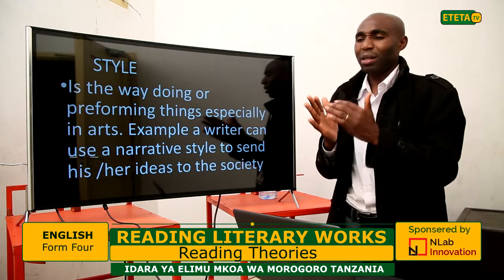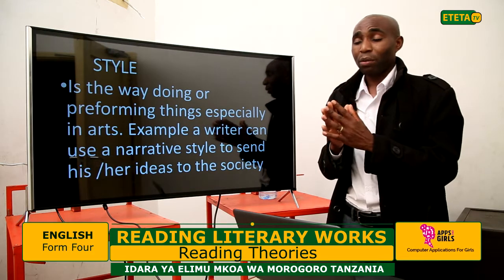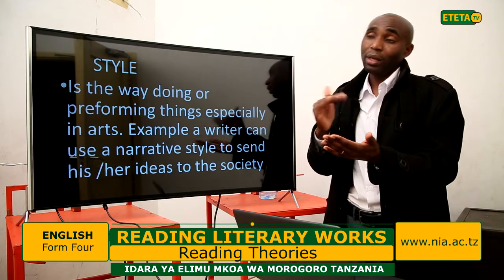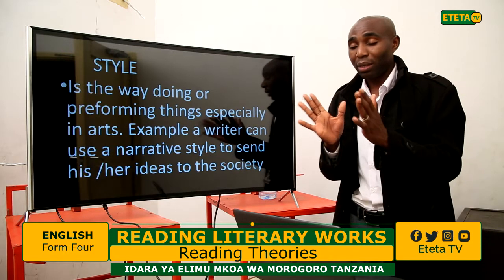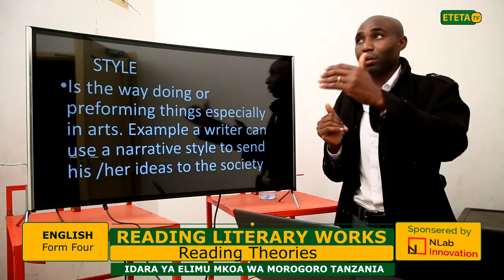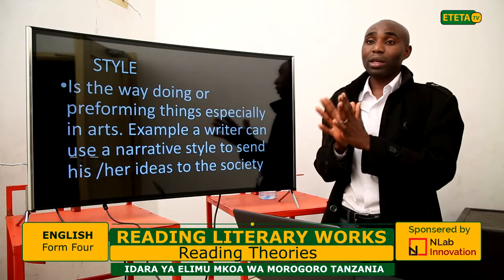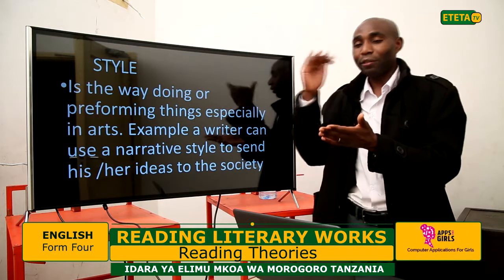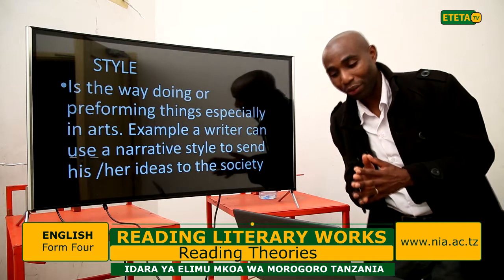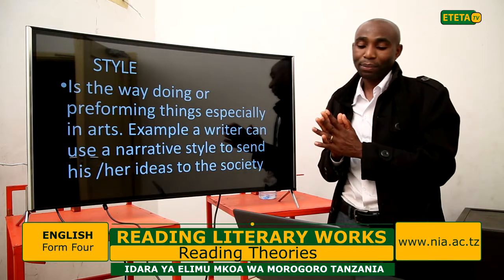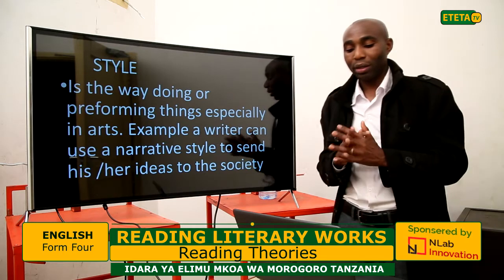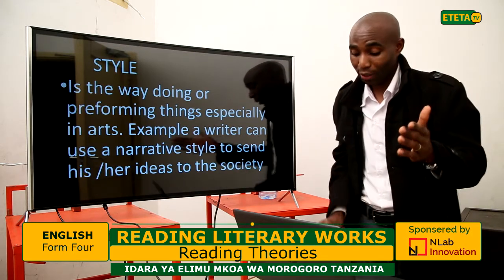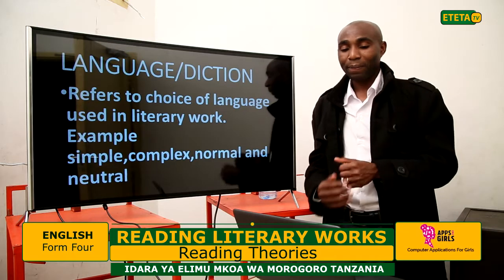One writer can be different from another writer. One can write starting from evening, afternoon, or morning. Another one can start from morning, afternoon, or evening. Another one can start from afternoon, evening, and come up with the morning. We call it a style of writing. For example, a writer can use a narrative style to send his or her ideas to the society. We call it a style.